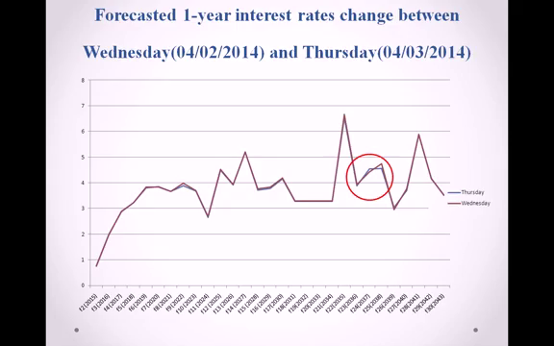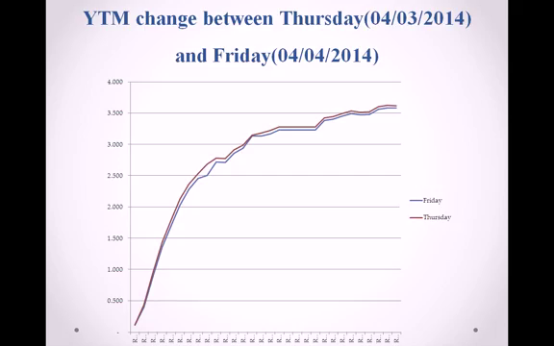Now we move to the yield to maturity change between Thursday, April 3rd and Friday, April 4th. On the graph you can see the blue line of Friday is still lower than the red line of Thursday. So the yield to maturity continuously decreased on Friday, and the yield curve became flat on Friday. So what happened in the market?